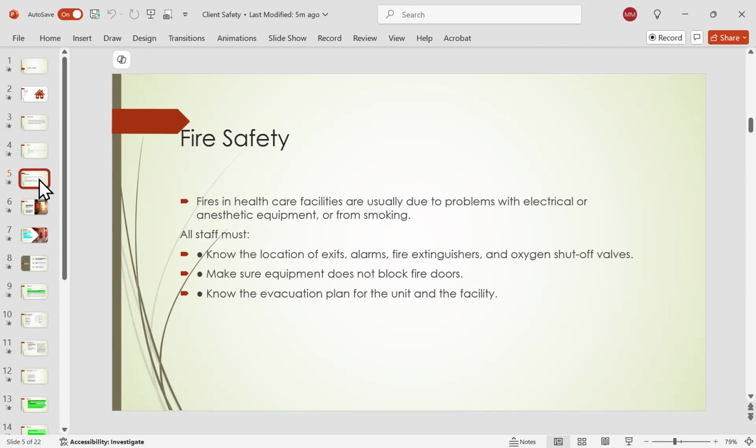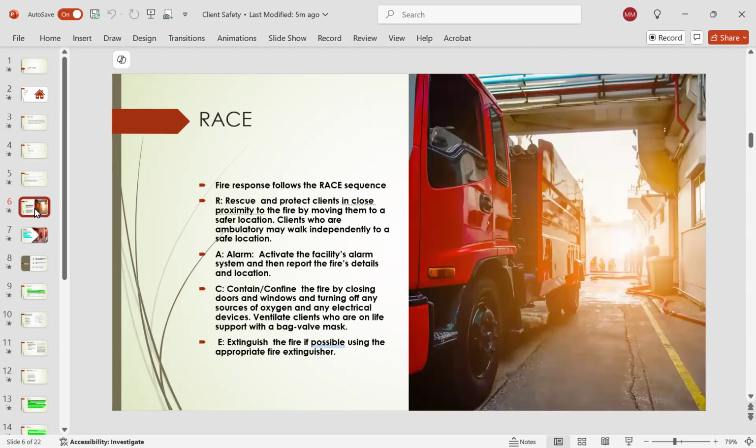So fires can happen in health facilities. Sometimes it's a problem with electrical or anesthetic equipment or from smoking. So you should know, where are the fire exits? Where are the fire alarms, fire extinguishers, shut-off valves for oxygen? Making sure that if there are fire doors, they're not blocked, right? And knowing whatever your evacuation plan is for the facility that you work in. That's super important, okay? Everyone needs to know RACE, all right?